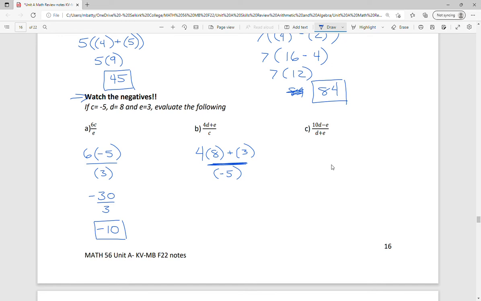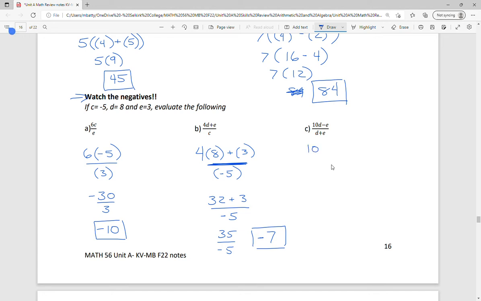Remembering these are grouping signs, do up front or up top. So I'd have 32 plus 3, I'd have 35, over negative 5. My answer is going to be negative. That can go with the top or the bottom, whatever it is. In this case, they're both divisible by 5, so my answer is a negative 7.